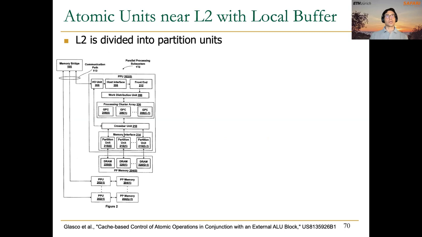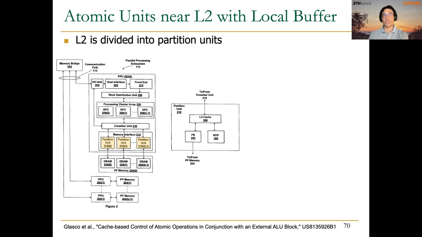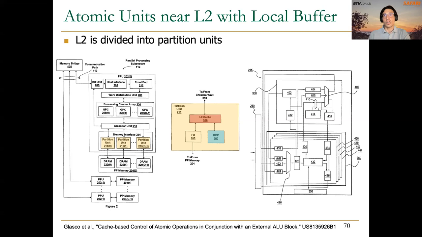So we're going to take a quick look at these atomic units near L2 with a local buffer. I'm not really sure if the actual implementation is the one that is explained in this patent, but it's probably something pretty similar. Here you can see that the L2 is divided into multiple partition units. Inside each of these partition units, we have the memory array itself, the L2 cache, and then we also have these ROPs, meaning raster operators, and these ROPs are the atomic units that execute atomic operations near the L2.